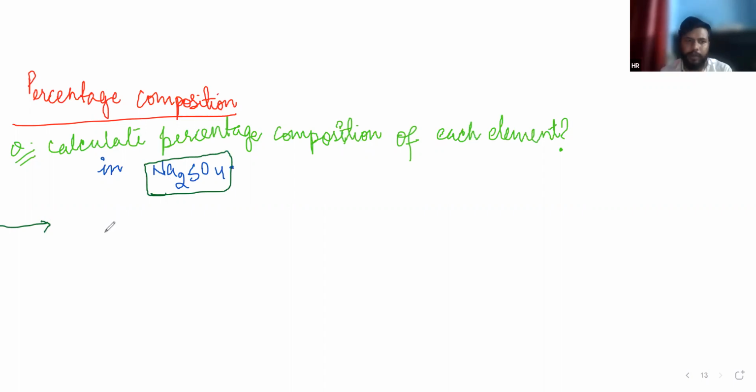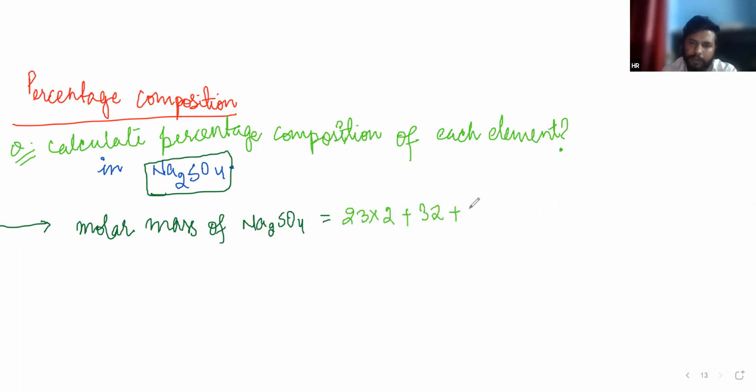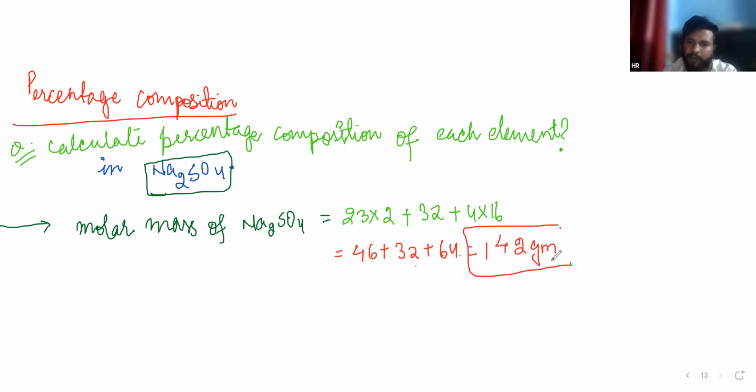Just see, what we do is, first, molar mass. We have to calculate the molar mass of Na2SO4. What will be the molar mass of Na2SO4? You already calculated it in the previous question. 23 into 2 plus 32 plus 4 into 16, because 4 oxygens are present, 46 plus 32 plus 64, and it will sum up to 142 gram. This will be your molar mass. Now we have to calculate percentage composition of each element.